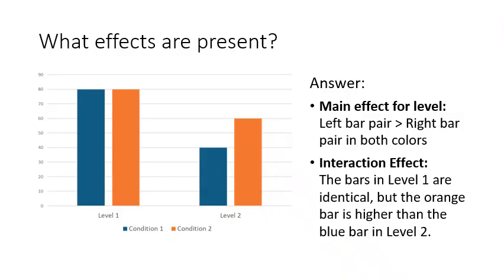We can see the bars in level 1 are identical, but in level 2, the orange bar is higher than the blue bar. And it's not the height of these two bar pairs that's really determining the interaction. It's the difference in the pattern. So the fact that the pattern in level 1 is identical and the pattern in level 2 is non-identical, that's what's telling us about the interaction.